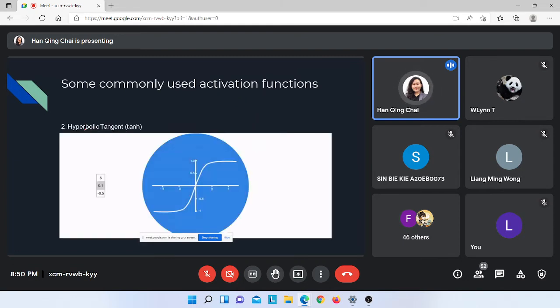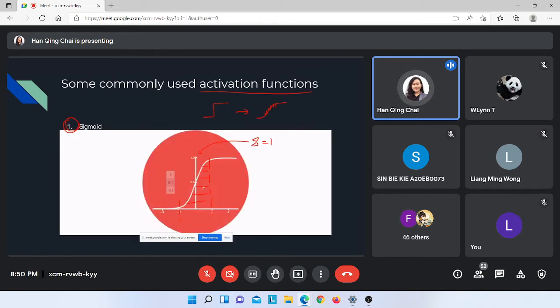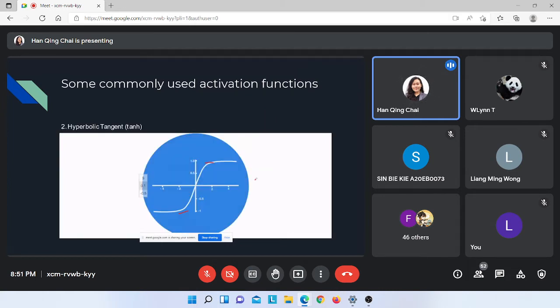Other than this, there's also another type called the hyperbolic tangent. This is quite similar to the sigmoid function, but if you compare the y-axis, this one allows a probability of 0 to 1, but this one allows a value of negative 1 to positive 1. So they have different types of values, but I'm not going to go in depth. It's just an introduction to different types of activation functions.